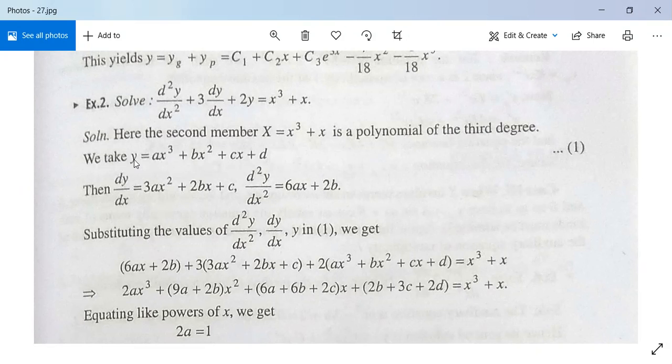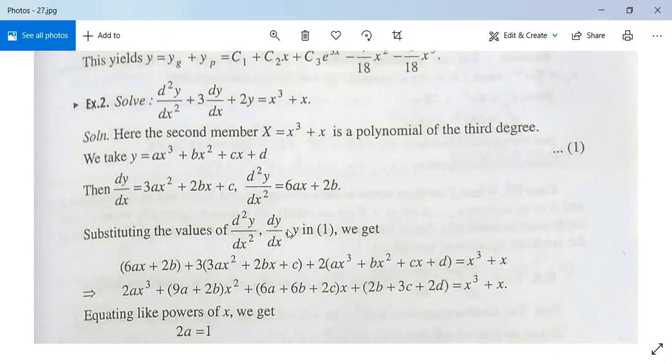Now apply differentiation of first order and second order on y, since this equation is of second order. So dy by dx will be 3a x square plus 2b x plus c. Again differentiating with respect to x, d2y by dx2 is 6ax plus 2b. Now substitute the values of dy by dx and d2y by dx2 in the given equation, with y written as ax cube plus bx square plus cx plus d.